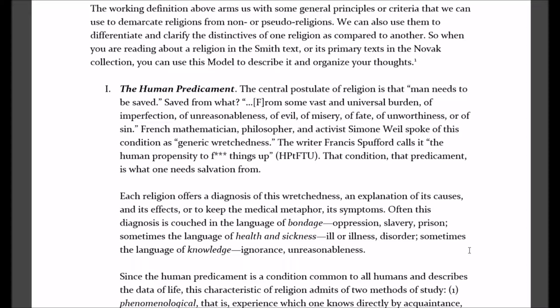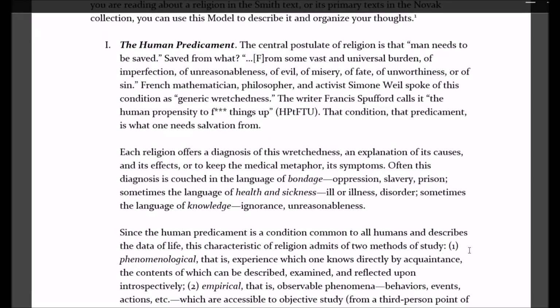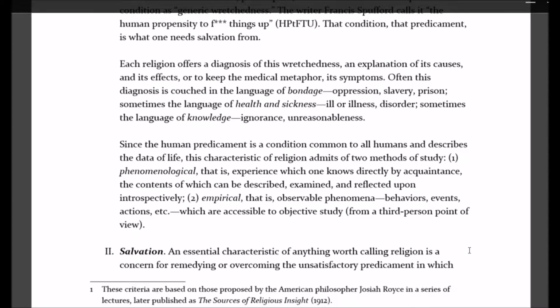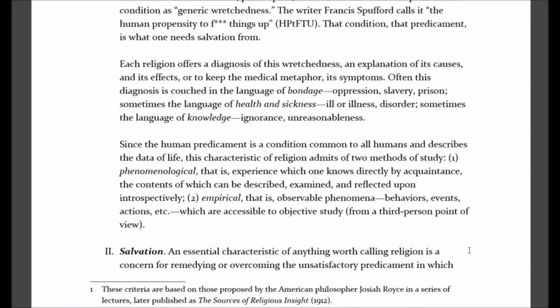Okay? So there's a couple other ways to describe this condition, the predicament, that I give you here in the write-up. So what this is then is a diagnosis. The religion will diagnose this wretchedness, explain its causes and effects. I think you will find the medical metaphor very, very helpful. I always find it helpful when I'm trying to understand some of the technical language of the religion.